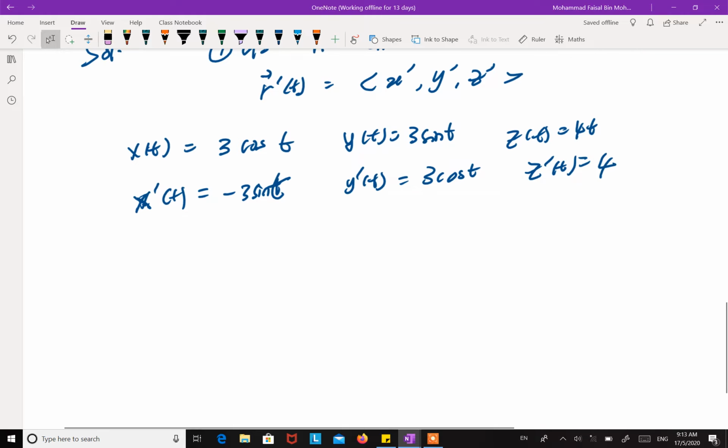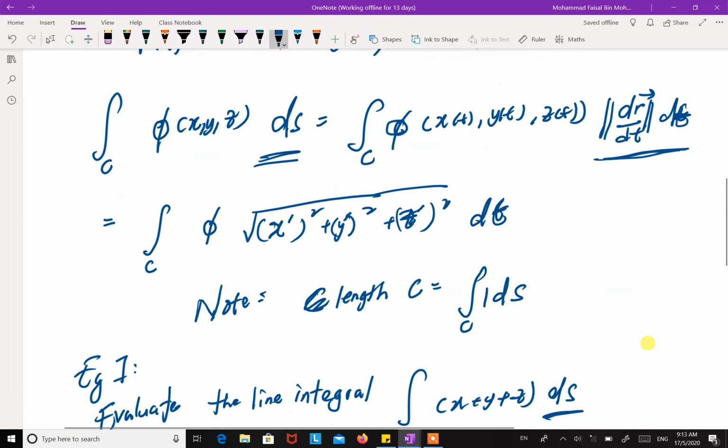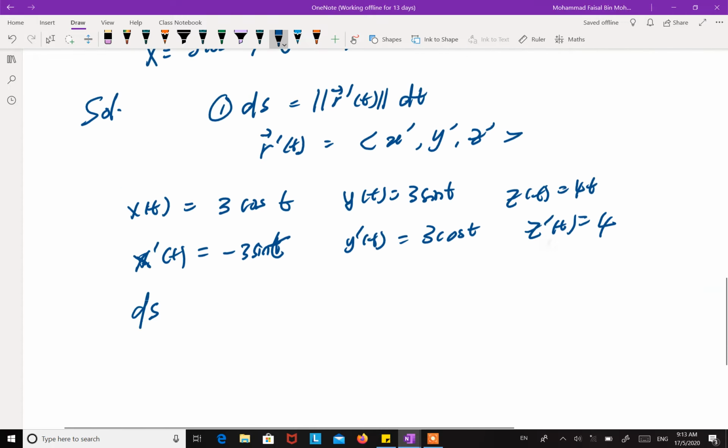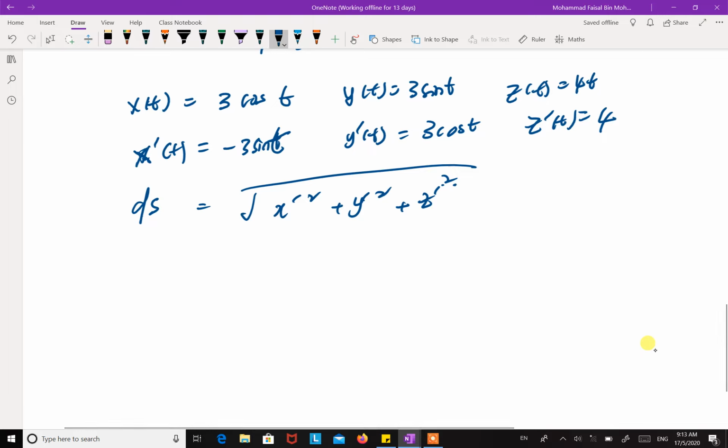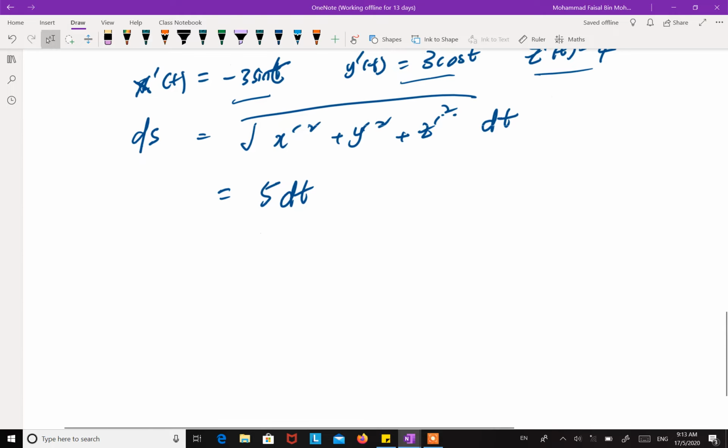Okay, so next you have to find the ds. Here the ds will be the square root of x prime squared plus y prime squared plus z prime squared. So substitute this, then you will get 5. We have dt here. Actually this is ds/dt, so we just bring the dt from the left to the right hand side, or times dt for both sides.